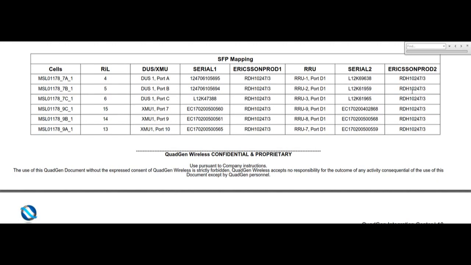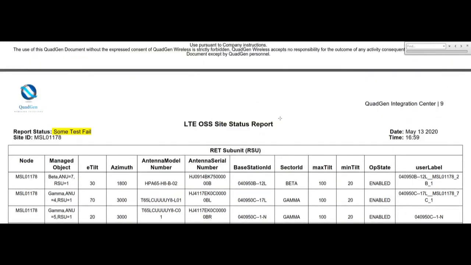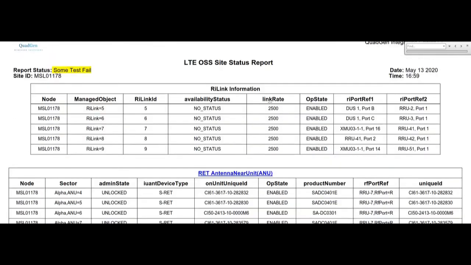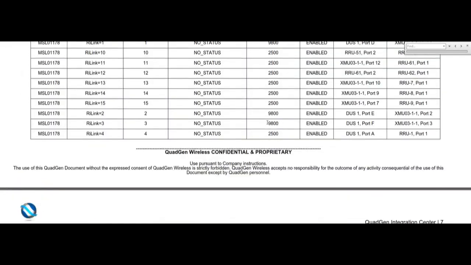Sometimes if you have a mismatched SFP card, for instance, maybe this was a 6525 here, the link rates would not match up, right? So if we go up here, we can see link rates in our RI link information. These link rates right here are SFP card specific, right? So if you see right here, this SFP card on RI link number 3 is 9800, right? And this one is 2500.